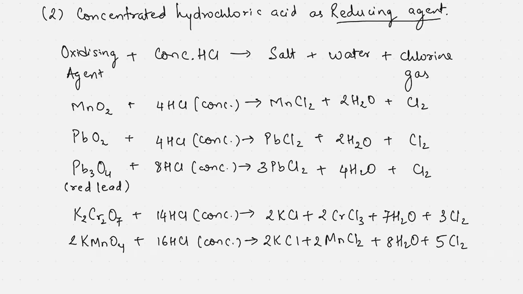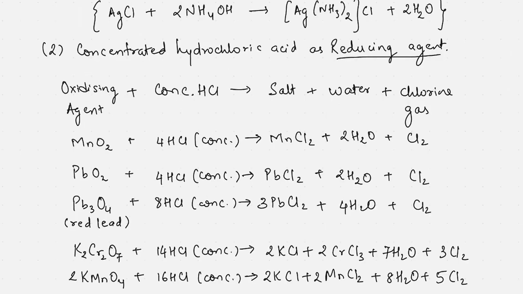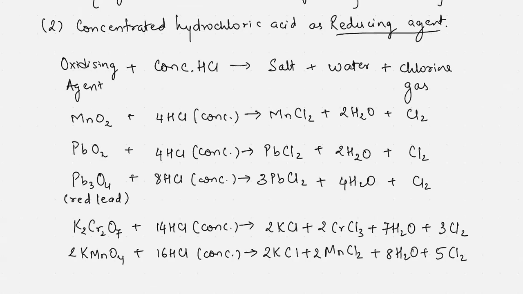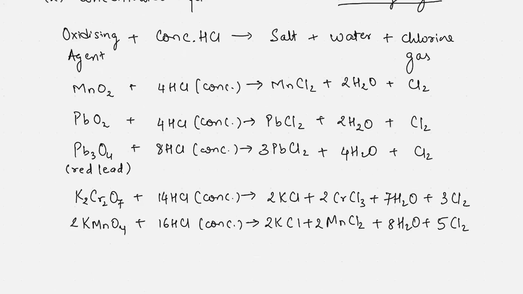Concentrated hydrochloric acid acts as a reducing agent. So whenever concentrated hydrochloric acid reacts with an oxidizing agent, it forms salt plus water plus chlorine gas. Now, one thing you'll need to remember here is if the oxidizing agent contains only one metal in its formula, only one salt is formed. But like the last two reactions, where there are two metals present in potassium dichromate and potassium permanganate, two salts are formed along with water and chlorine.